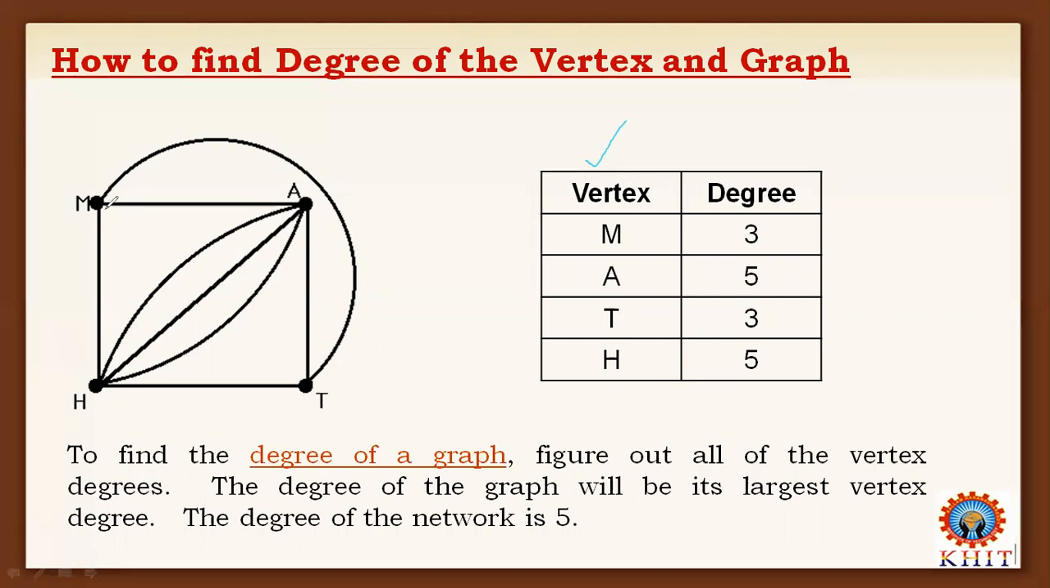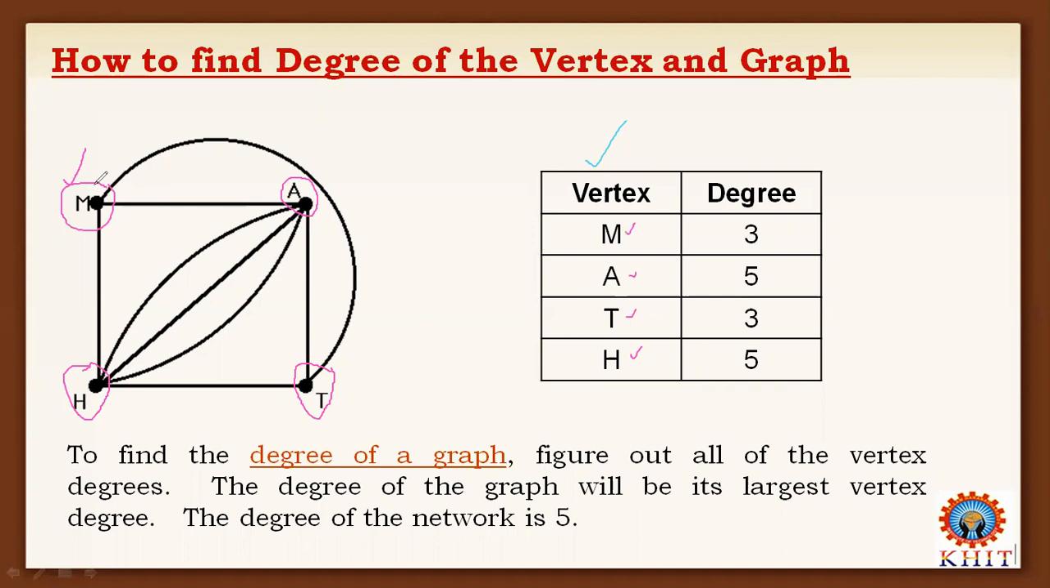Now take the vertices. How many vertices are there? The first vertex is M, the second vertex is A, the third vertex is T, and the fourth vertex is H. So let me take four vertices, namely M, A, T, H. These four are considered as vertices.